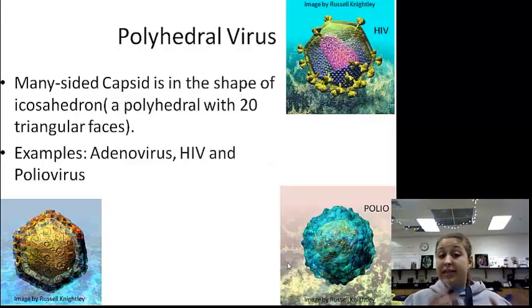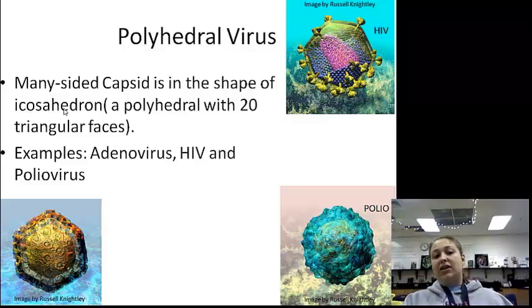Polyhedral, just many-sided. So most of the time we see an icosahedron, which is 20 sides with triangle faces. We have examples of an adenovirus. We have our HIV up here with the many sides, and we also have our poliovirus.